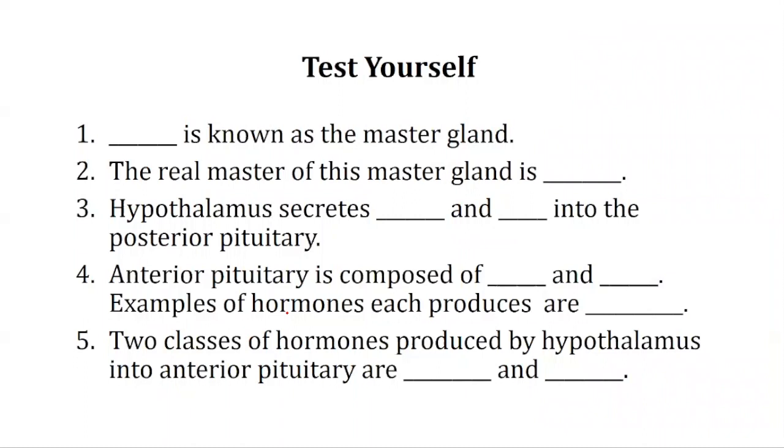Self-assessment. Number 1, this is known as the master gland. Second question, the real master of this master gland is something. Number 3, hypothalamus secretes something and something into the posterior pituitary. Number 4, anterior pituitary is composed of something and something. Examples of hormones each produces are. Number 5, 2 classes of hormones produced by hypothalamus into anterior pituitary are something and something. Okay, try these on your own again, and we will take them up later.